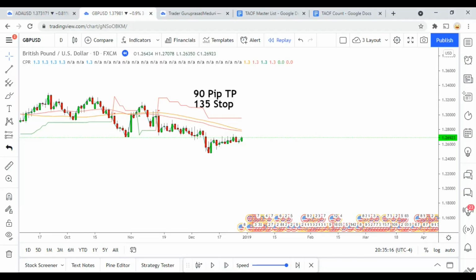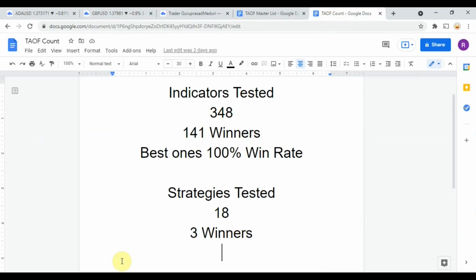Alright, as I said, today we will be testing the CPR indicator. Before we do though, I wanted to put the indicator scoreboard up for everyone to see. So to date, we have tested 348 indicators. And out of those 348 indicators, 141 of them have been winners, which means that they have met or exceeded the 60% win-loss ratio threshold that we have set for them. The best ones so far were able to achieve a 100% win rate.